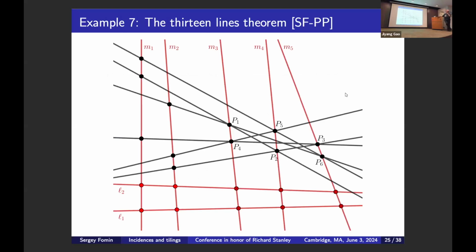Here is a new theorem about 3 dimensions. We call it the 13 lines theorem. Take any 2 lines, pick any 5 points on each of these lines, then draw these vertical lines here, the 5. Then pick any point P1 on the middle red line, then draw the unique line through P1, which pierces M1 and M4. It will be this line.